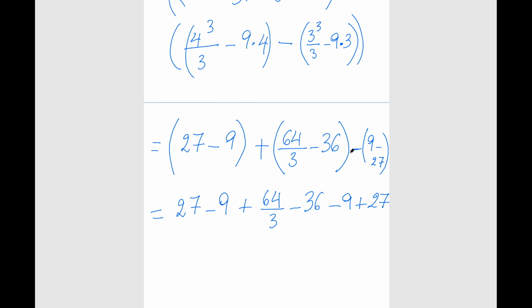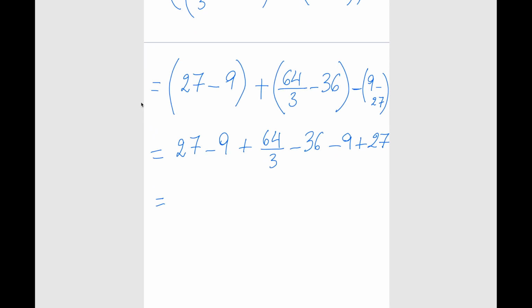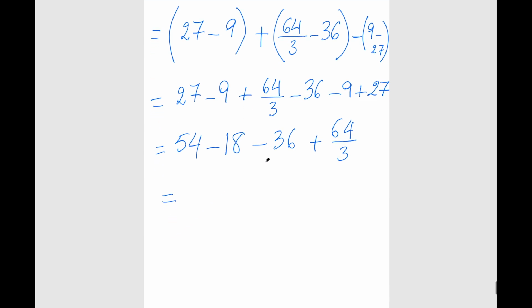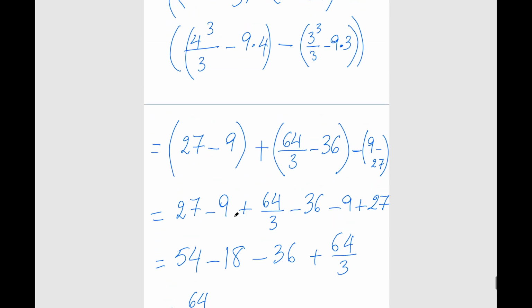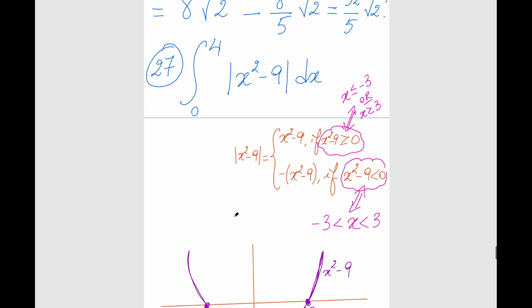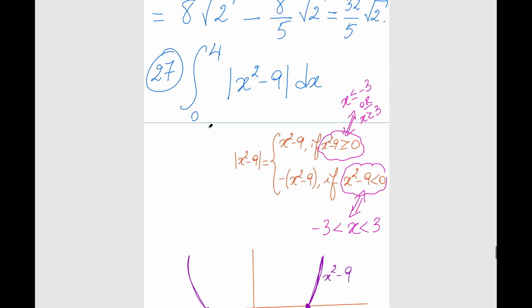9 minus 27, so with the opposite sign becomes like this. Alright, this is algebra now again. 27 times 2, 54, minus 9 times 2, 18, minus 36 plus 64 over 3, which is equal to, what's minus 36 minus 18? This is 54. So 54 minus 54, they cancel each other. This is simply then 64 over 3. Correct? Because all this is 0. So 64 over 3. Okay, so what's the conclusion then? This integral is 64 over 3.